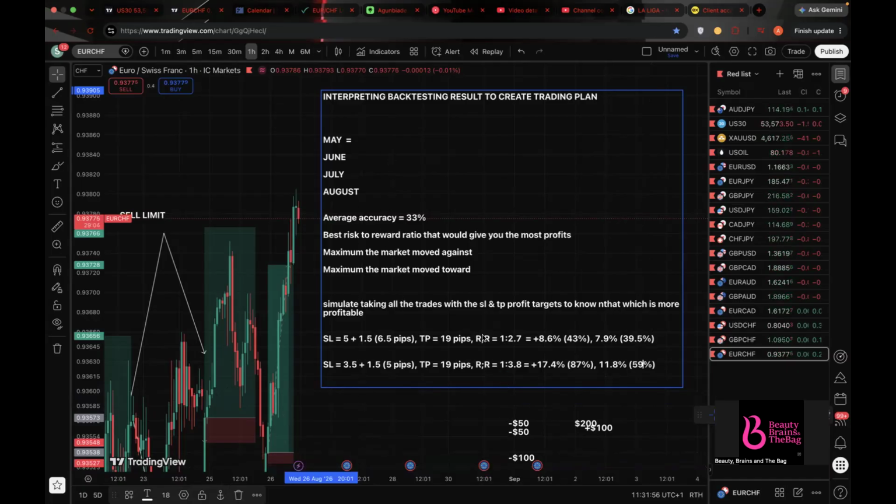Trading plan A that gives 43% profit with a 5% risk per trade, or trading plan B that gives 7% profit with the same 5% risk per trade. So drop in the comment section A or B. Which one is more profitable?